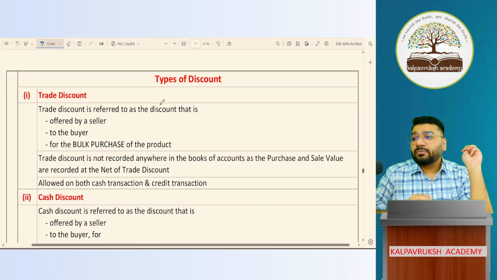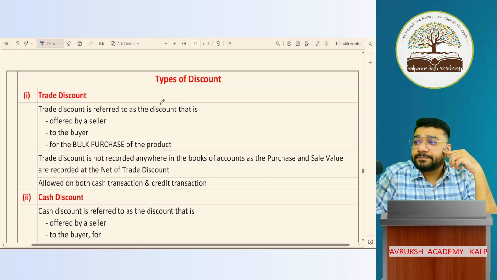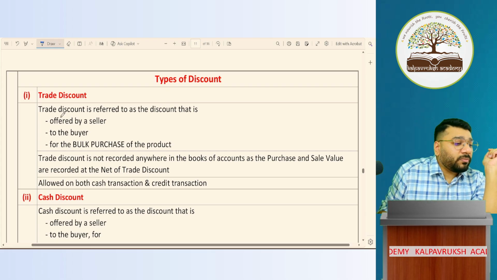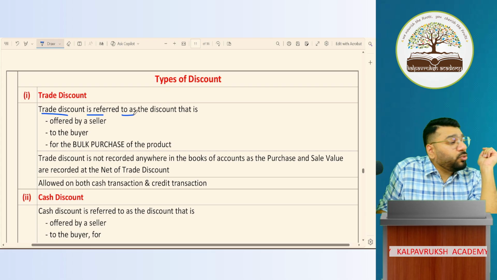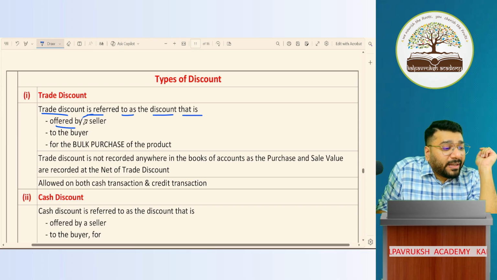There are three types of discount. One is called trade discount. Second is called cash discount. Third is called rebate. Now, what is trade discount? Trade discount is referred to as a discount that is offered by the seller.